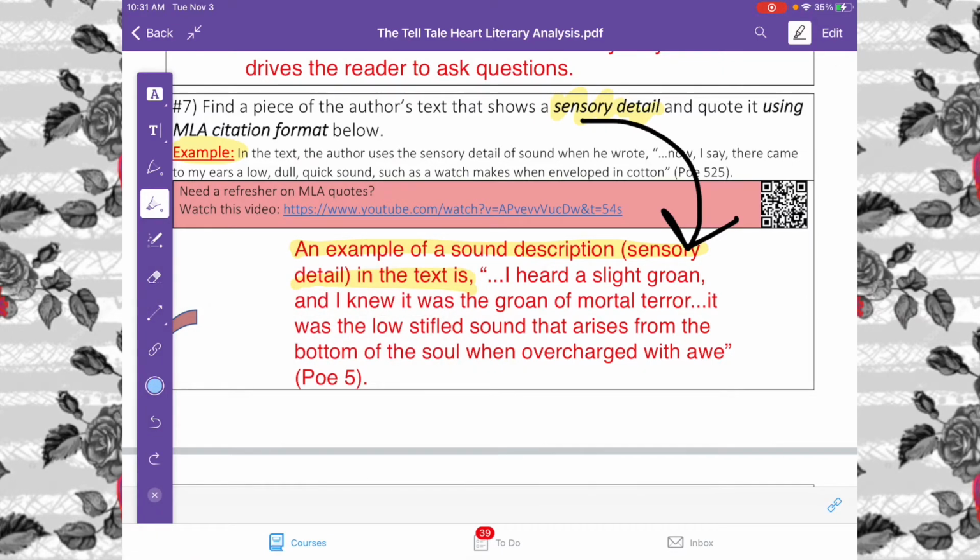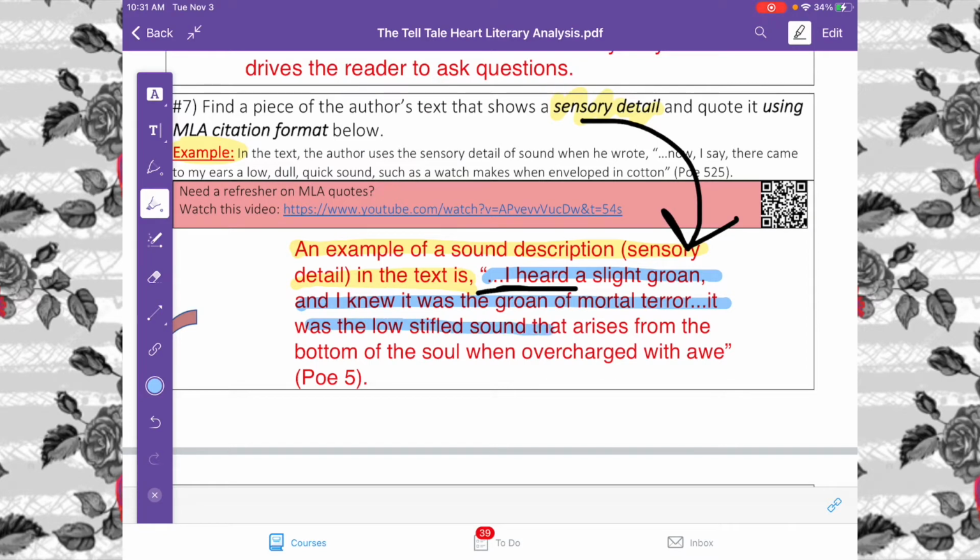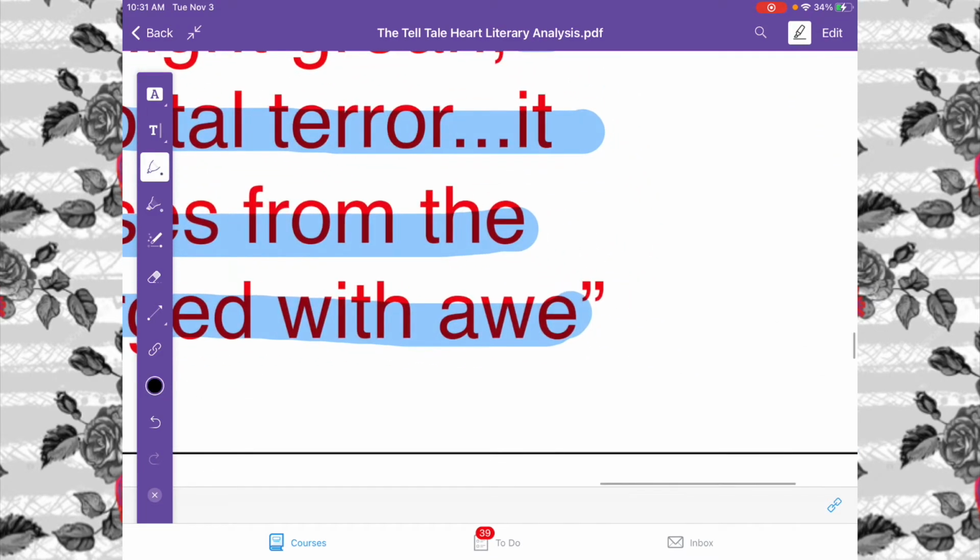Next up, we have the author's words. So here I used 2 ellipses because I jumped around in the text and took some pieces out I didn't necessarily want. And remember, we're doing a sound description, so we want something that goes along with that. "I heard a slight groan, and I knew it was the groan of mortal terror. It was the low, stifled sound that arises from the bottom of the soul when overcharged with awe." That is the author's words.